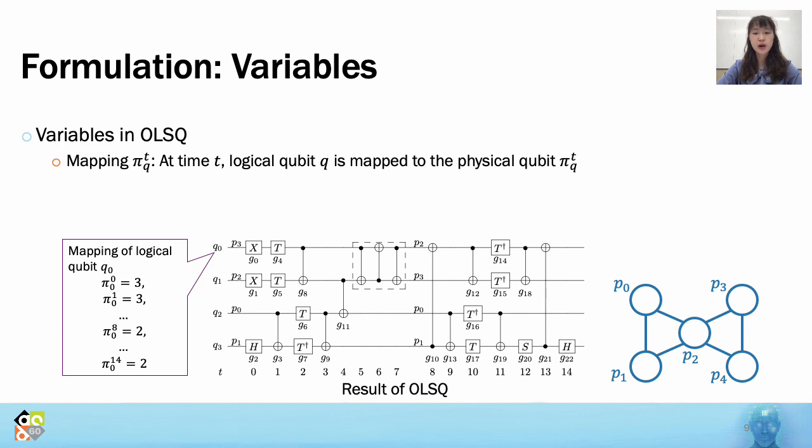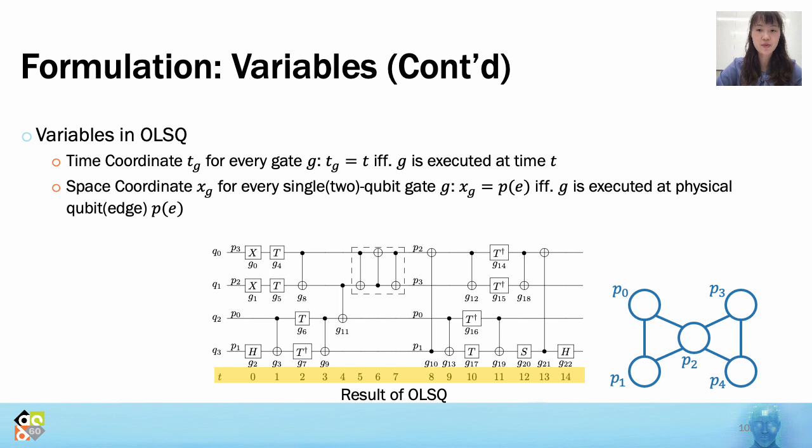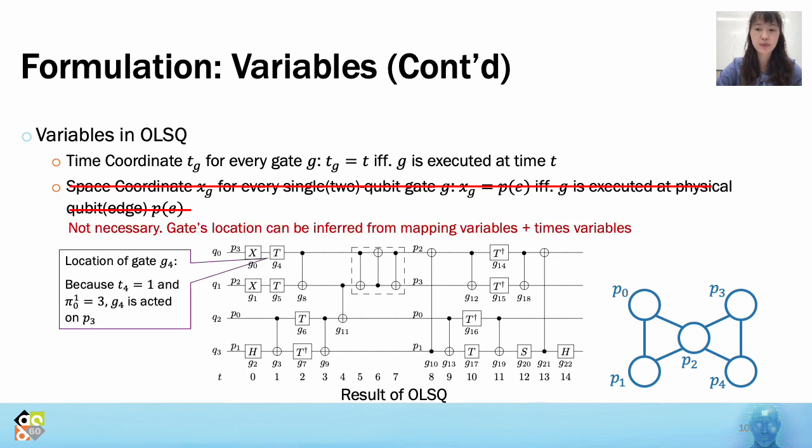In addition to mapping variables, we have swap variables, which is a Boolean variable to indicate whether there is a swap gate inserted on an edge at a certain time step. Then they have time variable for each gate to represent the gate execution time. Lastly, they have space variable for every single two-qubit gate. However, this is redundant because the gate position can be inferred by combining the mapping variable and time variables. Therefore, in our formulation, we remove this type of variable.